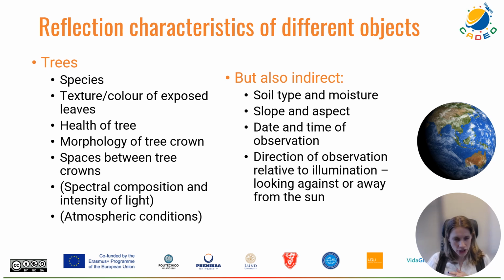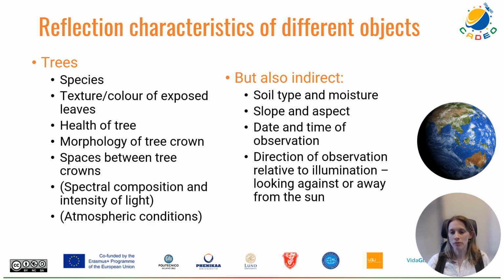Yeah, the spectral composition and intensity of light is also important. The conditions of the atmosphere, which is something that I'm not dealing with in this lecture, but it might come up in a different lecture, hopefully. But just the fact that things happen to the radiation in the atmosphere, and that affects what trees or what any kind of land cover looks like. There are also indirect factors like the soil type and moisture, how that reflects, the slope, if the trees are on a slope, and the aspect of that slope.